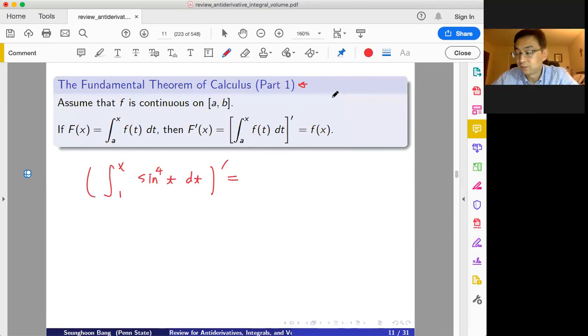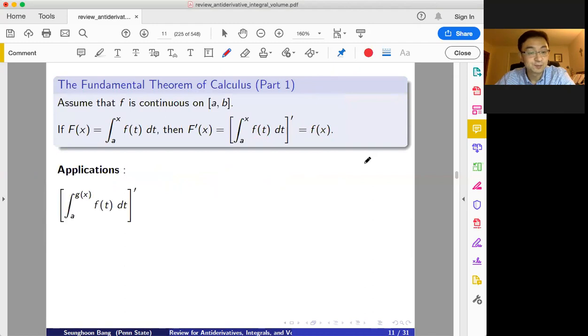The answer is, what's that? Here, the integral from a to x of f of t dt is the same function, only replace t by x. This is the whole idea. Only plug x into here. The final answer is sine to the power 4 of x. That's it. So we call this the fundamental theorem of calculus, part 1.